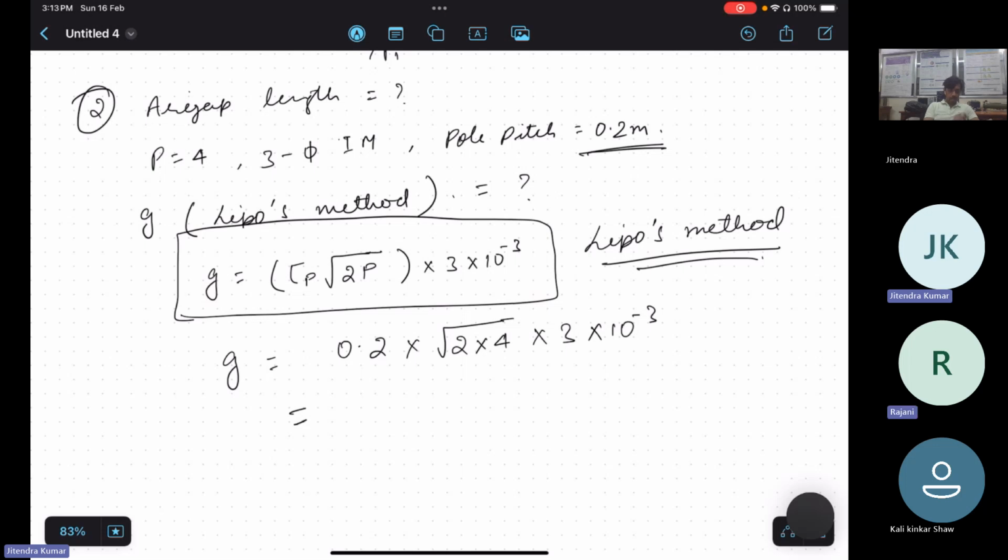It's 1.697 into 10 power minus 3. Exactly, 1.697 mm. Okay, yes, ma'am.